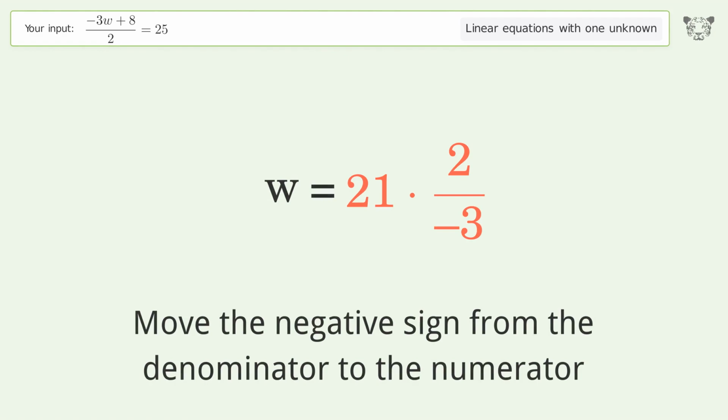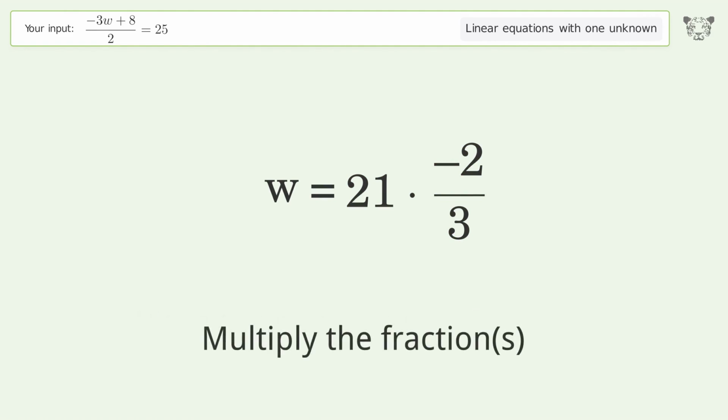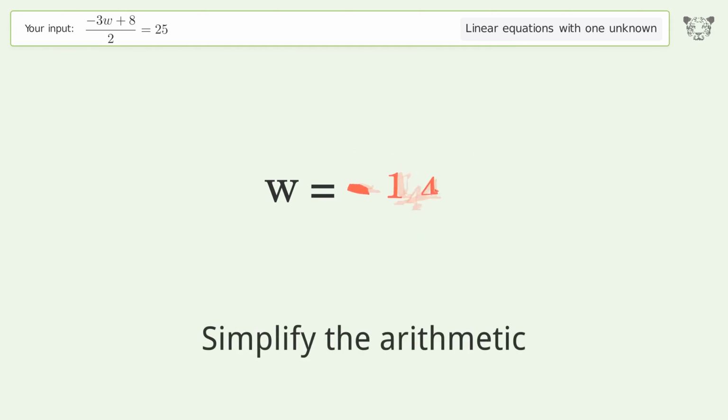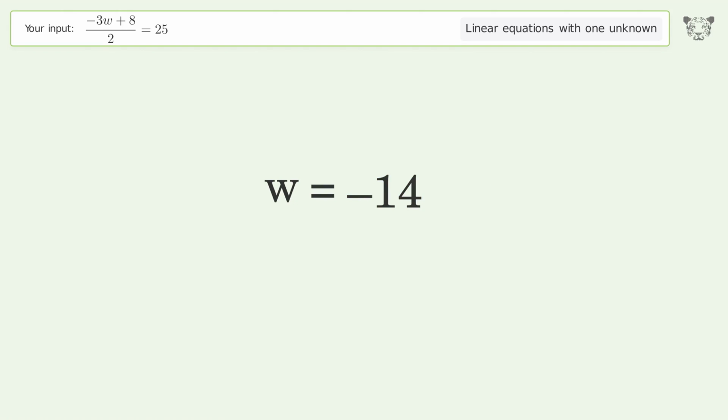Move the negative sign from the denominator to the numerator. Multiply the fractions. Simplify the arithmetic. And so the final result is w equals -14.